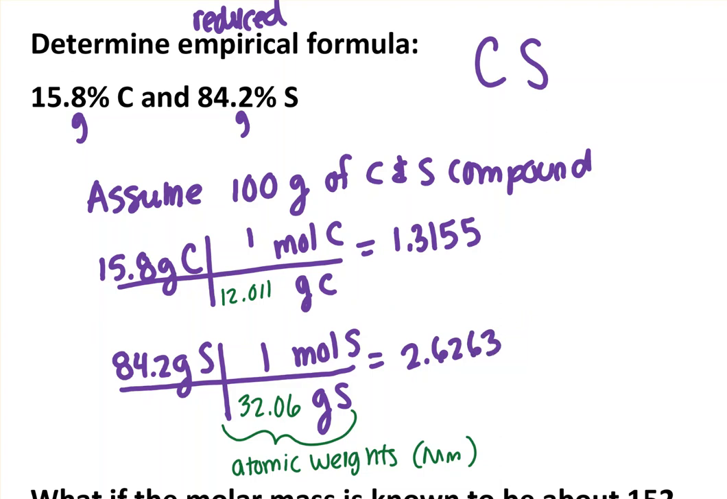Okay, so now we have a mole to mole ratio, which is a particle to particle ratio. And it wouldn't be that wrong. It'd be a little closer to put these numbers here. But the thing is, we like to have integers there. And so the next step that we take is we divide by the smaller of these two numbers. So in other words, I'm dividing them both by the 1.3155.